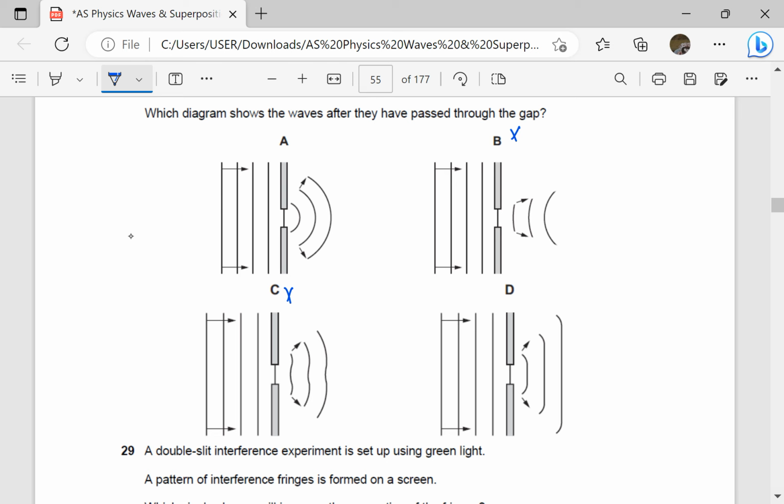Then of course, because the wavelength is approximately the same as the size of the gap, diffraction is going to be maximum, so the answer is going to be A. This one is showing you small diffraction, yet the wavelength is approximately the same as the size of the gap, so the answer is going to be A.